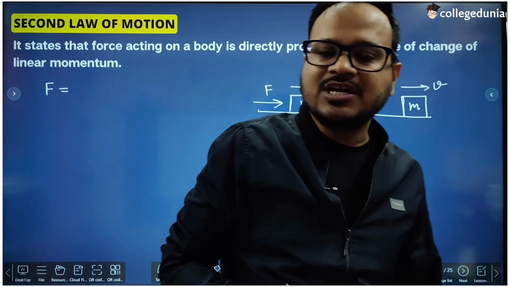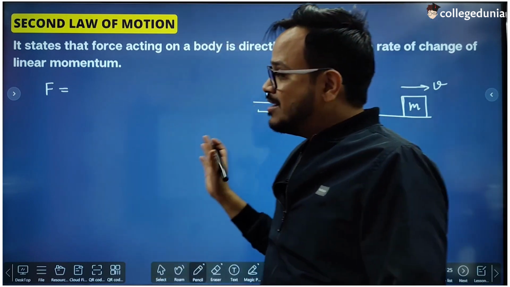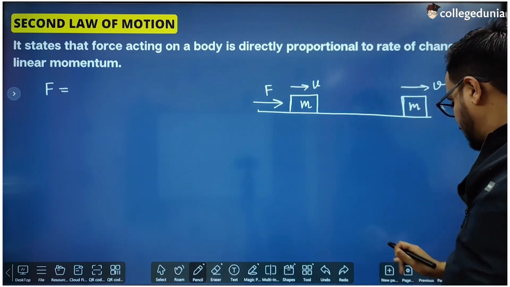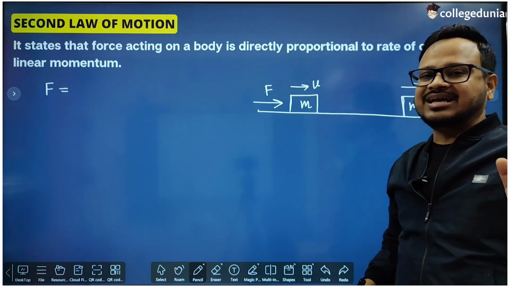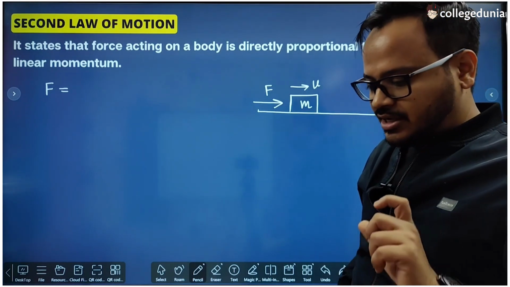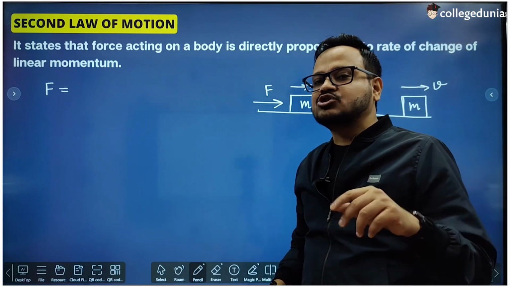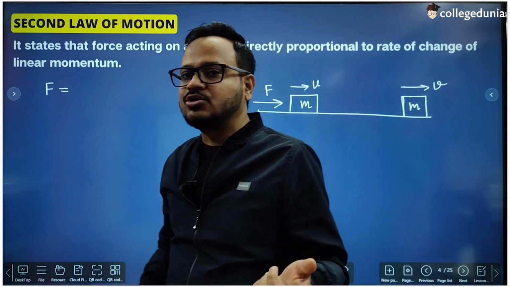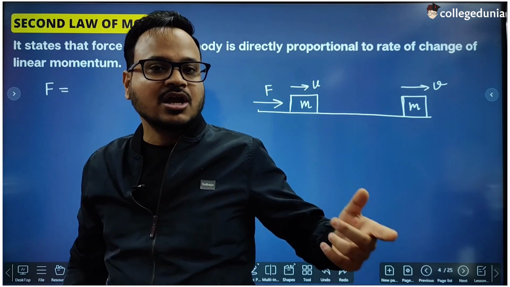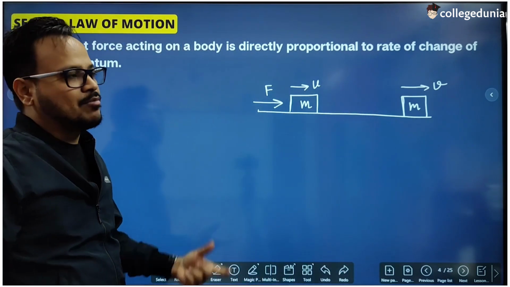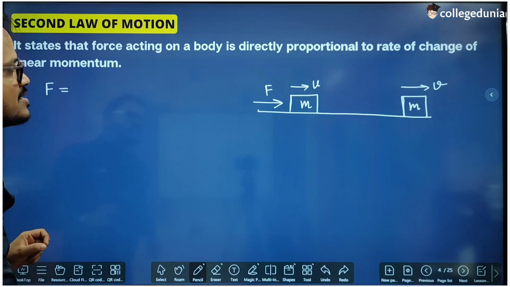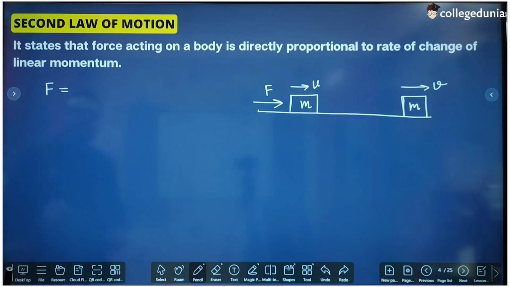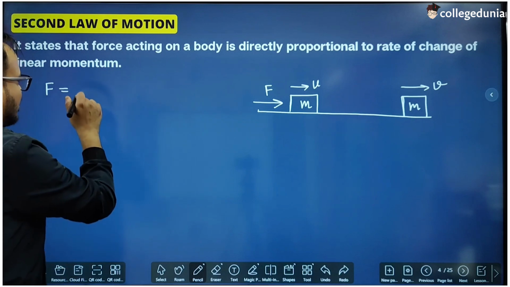Rate of change of linear momentum means the momentum that we have discussed in the previous section. This momentum is also called the linear momentum, because there is another kind of momentum of the body which is called angular momentum, and that we are going to discuss in later chapters. So we can call it momentum or linear momentum, one and the same thing. It states that force acting on a body is directly proportional to the rate of change of linear momentum. What is the meaning of the statement?